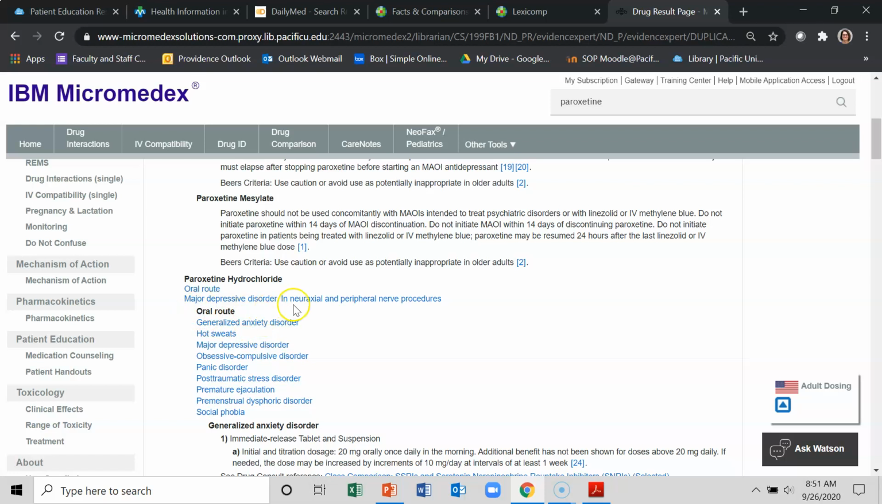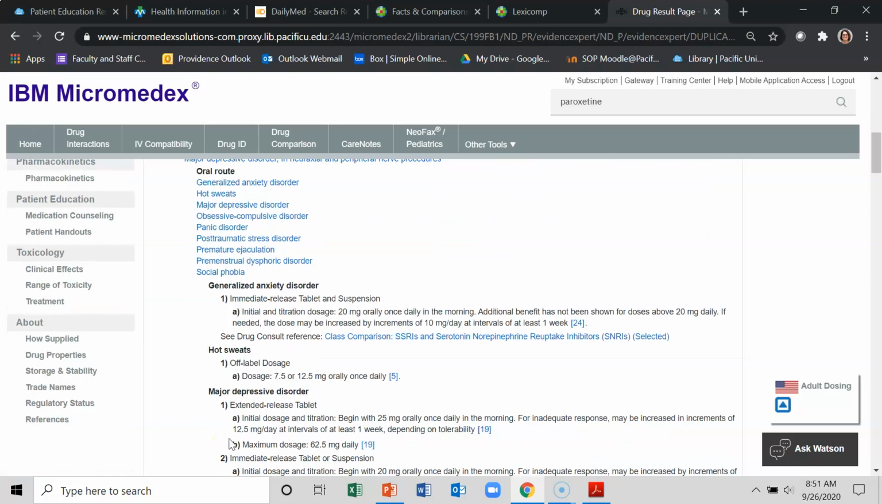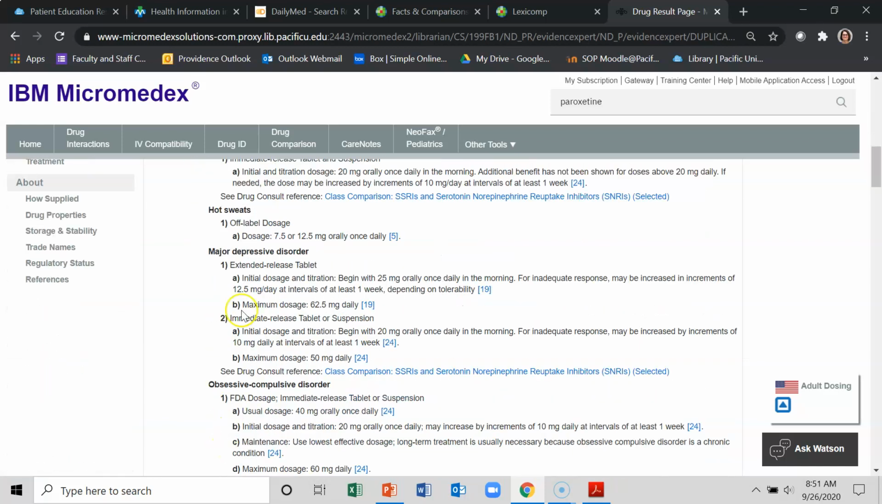Here we can see some of the different diagnoses that we could navigate to find. So let's just take a look here. Major depressive disorder, we're again under adults right now, and it gives us information for initial dosing and titration and maximum dosing depending on the formulation.